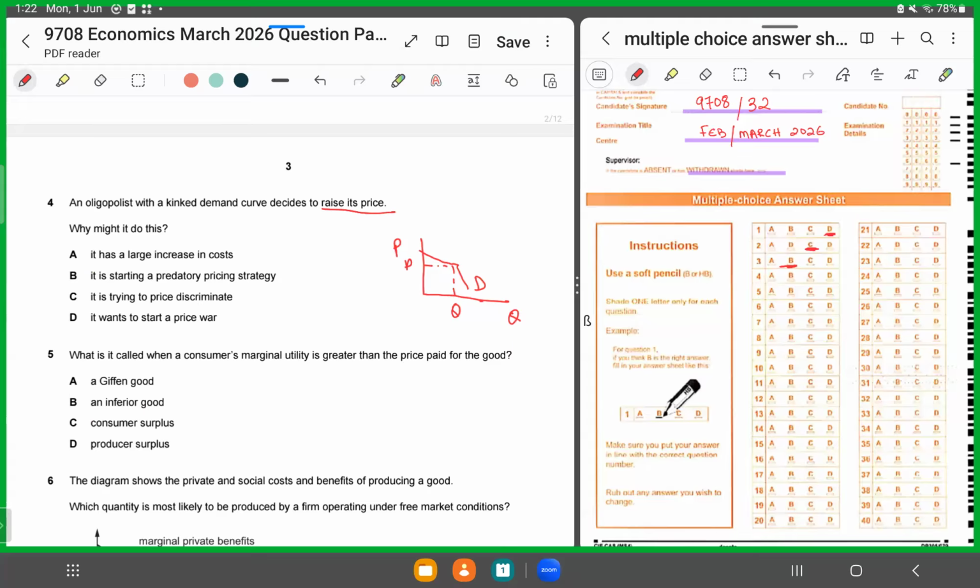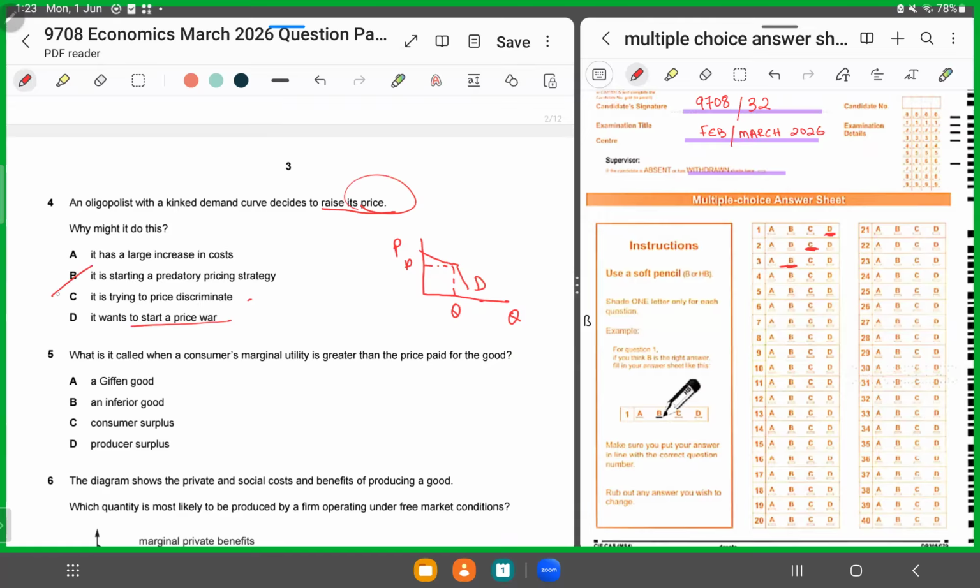But now what will happen? That is why we say in an oligopoly, prices are usually rigid, right? Prices are usually sticky. So now what happens? Why do you think it would raise its price then? It is starting a predatory pricing policy. It's trying to price discriminate. It wants to start a price war. It's always reluctant. The prices are always sticky.